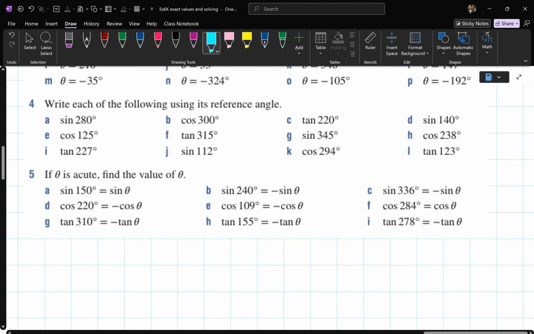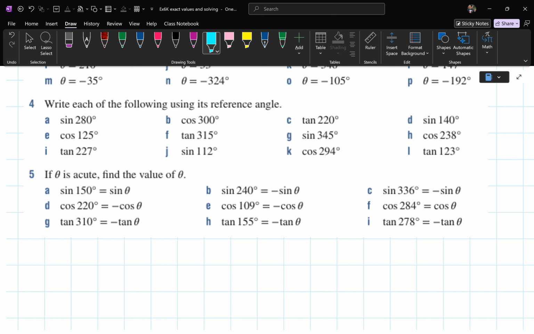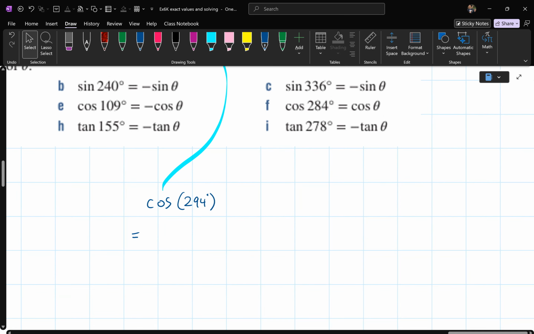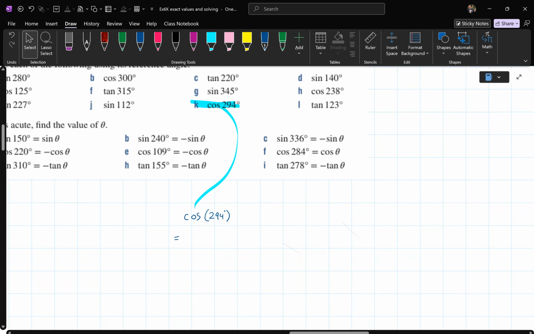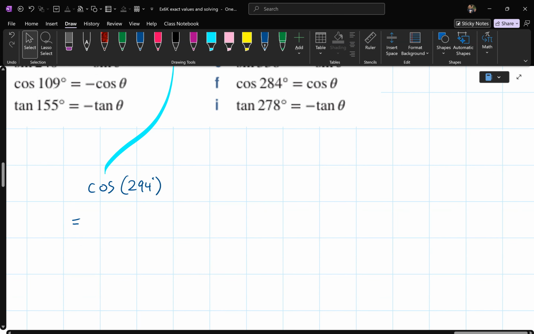What about question 4? Thanks, team. I prefer no chatter while I'm explaining this. Question 4, write each of the following using its reference angle. This is pretty much what I was just showing you. So let's do cos of 294. This is not necessarily using exact values, but you just need to know where you would find your reference angle. What would it be referenced to?